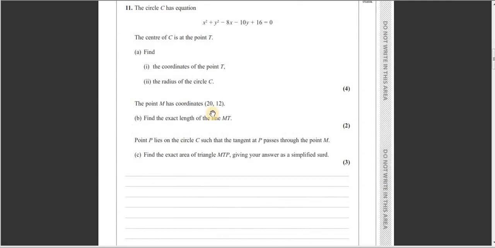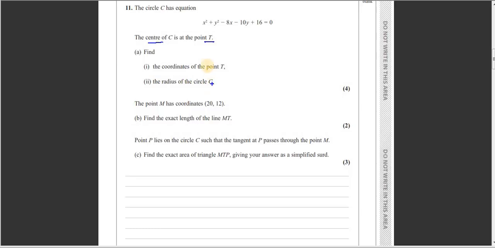Question number 11. The circle C has equation x² + y² − 8x − 10y + 16 = 0. The center of C is at the point T, so T is the center. Find the coordinates of the point T and the radius of the circle C.